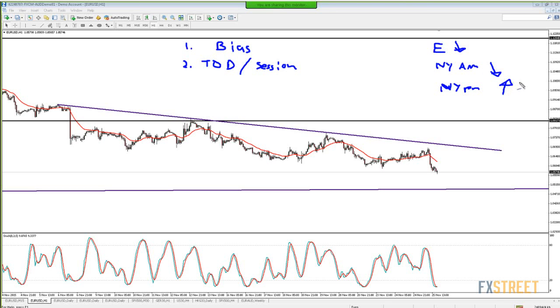And then it kind of pushed up a little bit in Asia as well, and into Europe as well, as we started to get some rumors about the ECB cutting rates and adding additional stimulus. So you kind of got this effect.